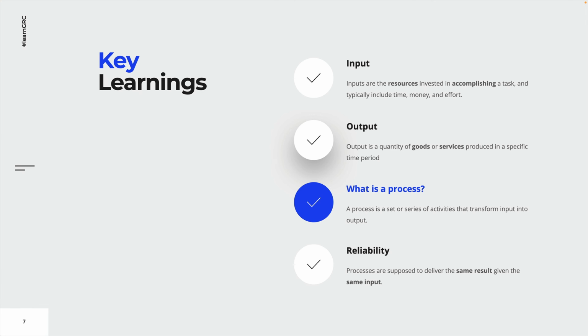A process, and this is the key learning of this lecture, is a set or a series of activities that transform input into output. Last but not least, processes are supposed to deliver the same result given the same input.